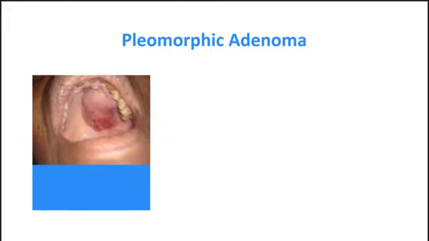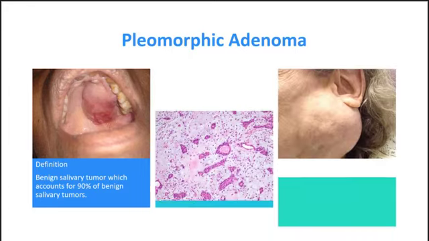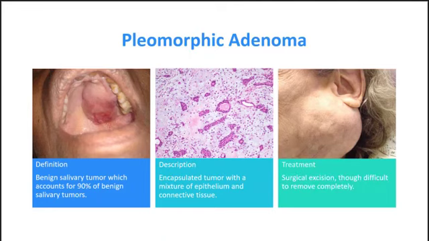Pleomorphic adenomas are benign salivary gland tumors which account for 90% of all benign salivary tumors. These tumors are encapsulated and they contain a mixture of epithelium and connective tissue. So they're often called benign mixed tumors. They are sometimes difficult to remove completely, which leads to recurrence in some cases.